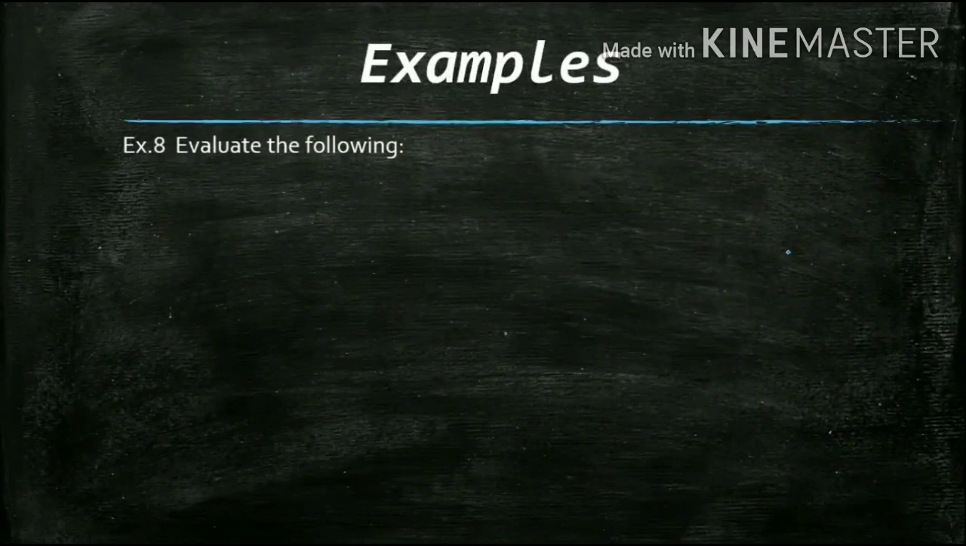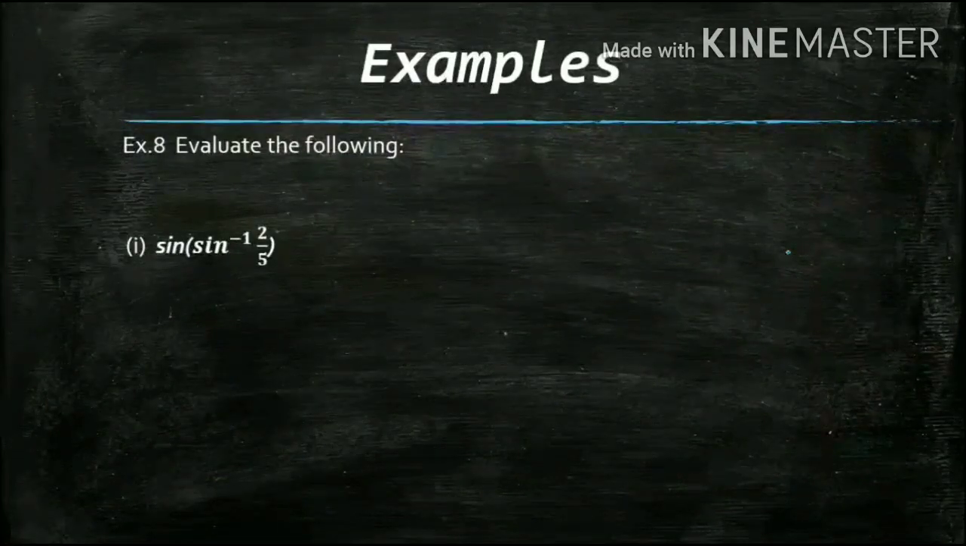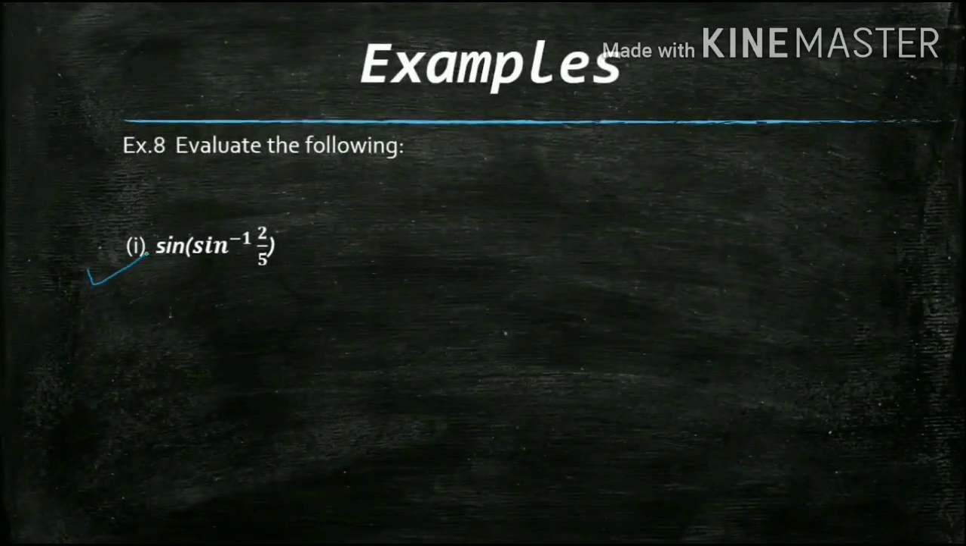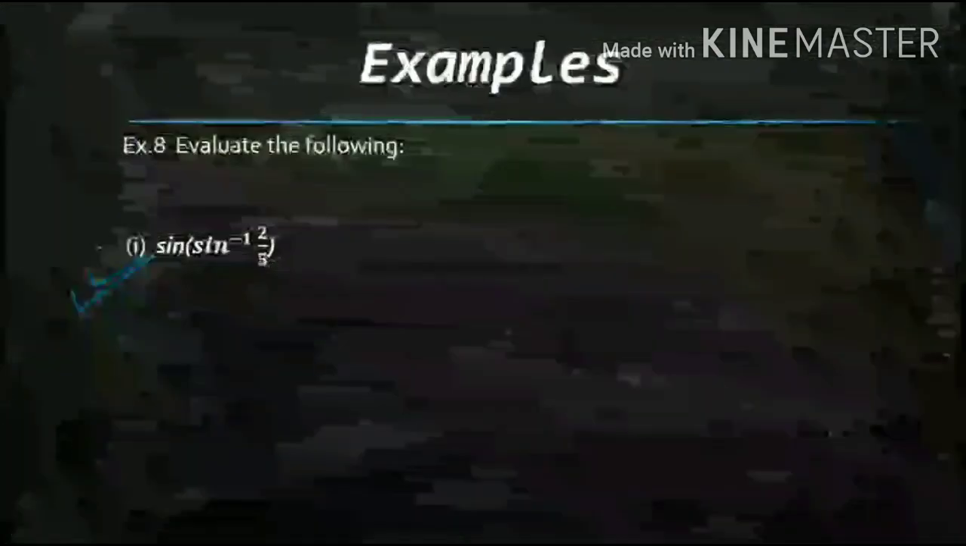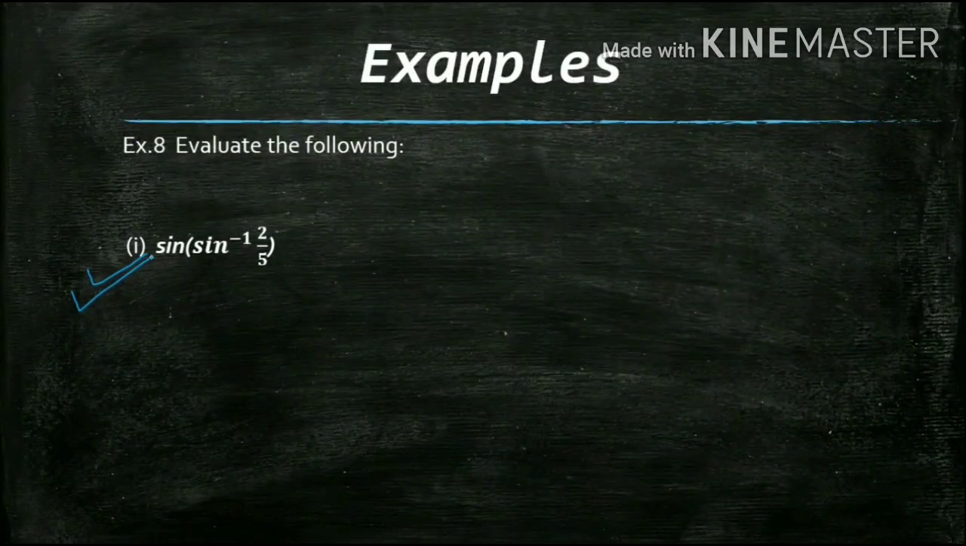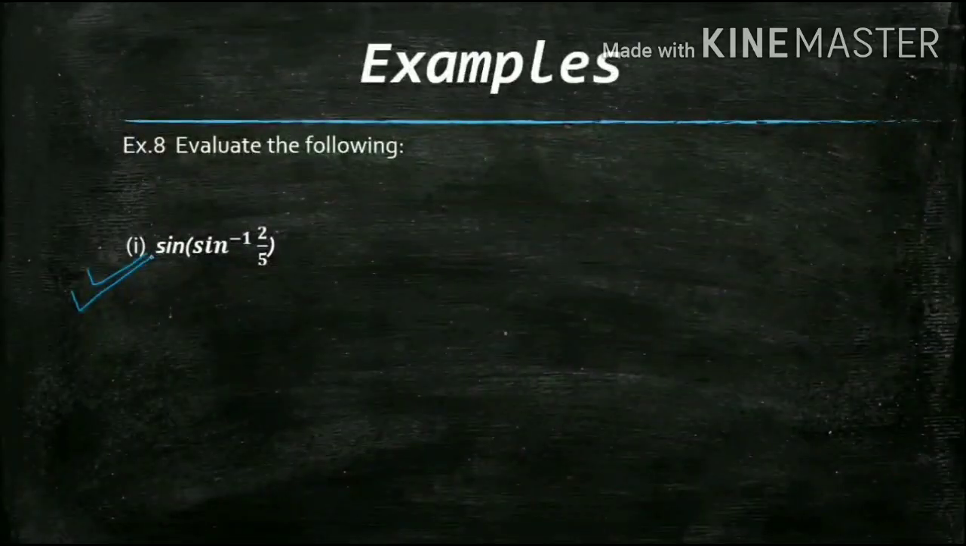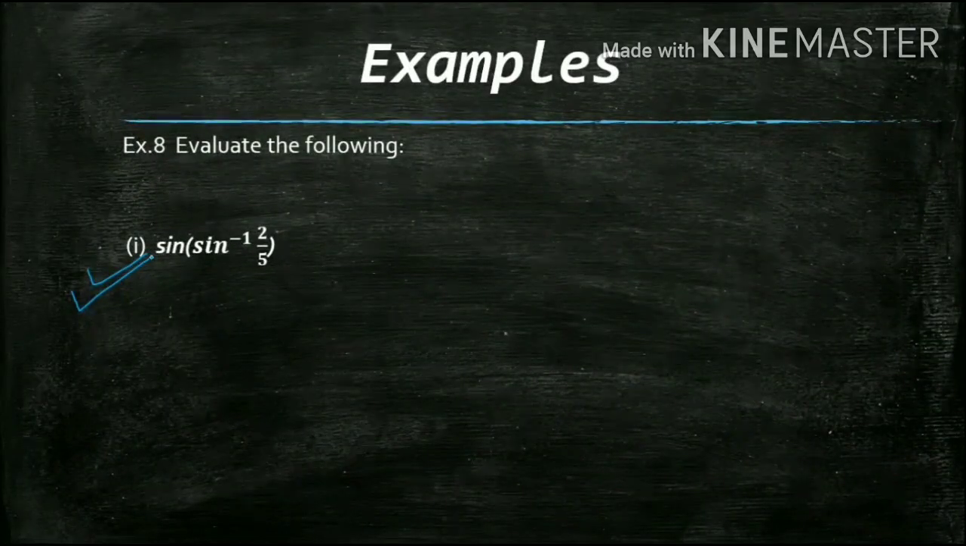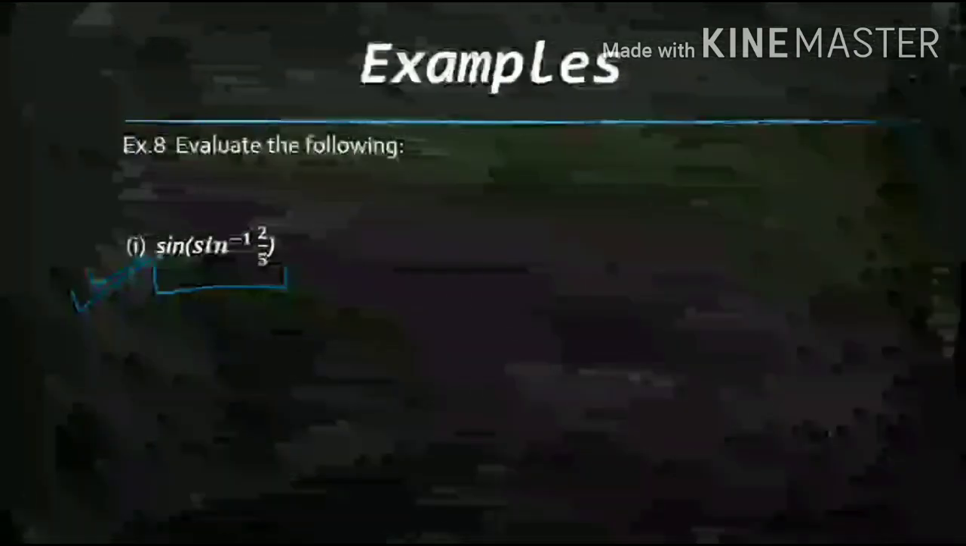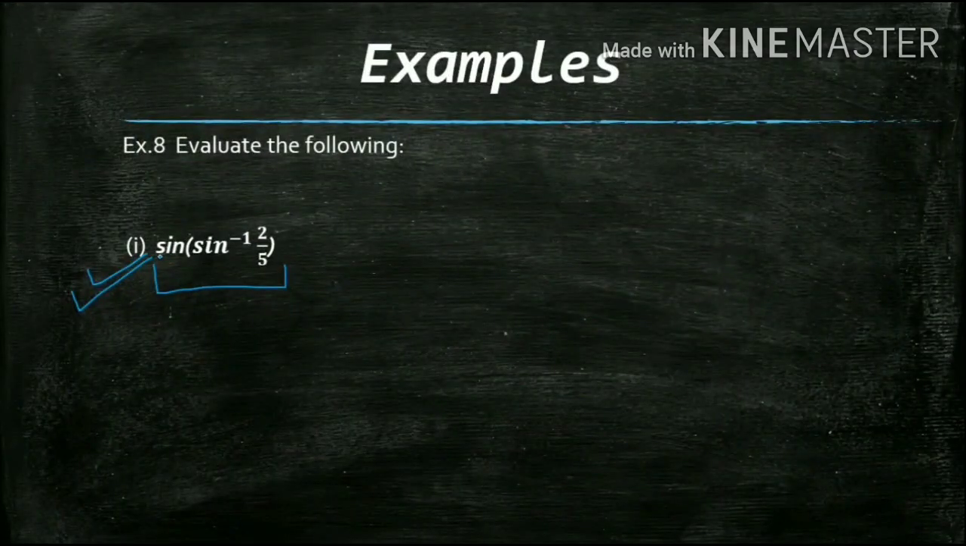Let's do some examples and evaluate the following. Now you have to do this. Try it: sine of sine inverse of 1. I have told you this only. Now this is another type of example. Earlier the sine inverse was outside and sine was inside. Now sine inverse is inside and sine is outside. Use the property that I have told you in the second column, that sine of sine inverse of x would be x. So use that if you could.